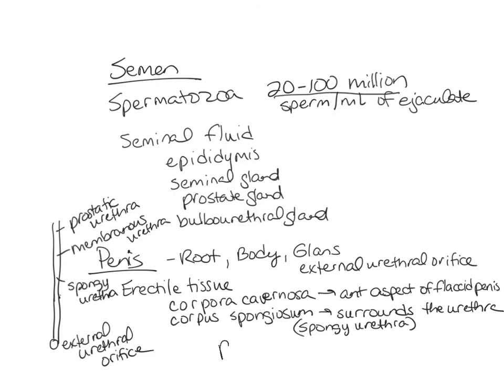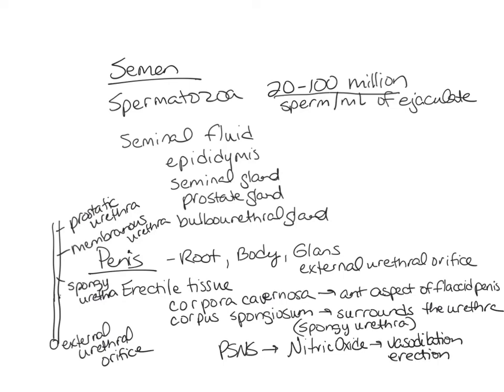So the parasympathetic nervous system releases a neurotransmitter called nitric oxide. Nitric oxide causes vasodilation of the arteries. So then blood rushes into the arteries in the penis, and this increased blood flow will cause an erection.